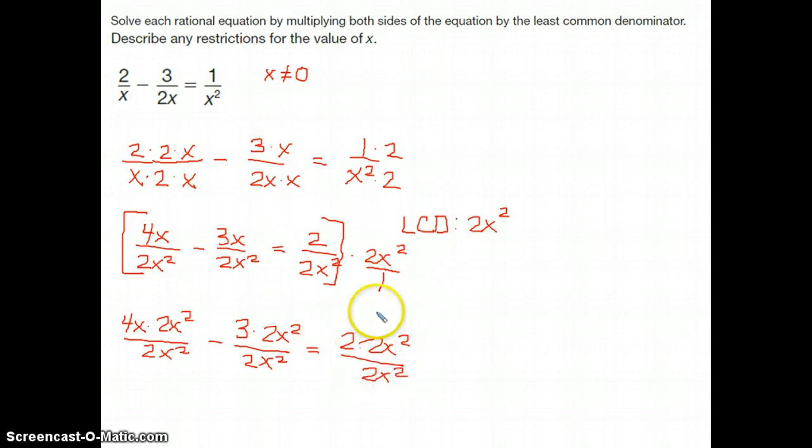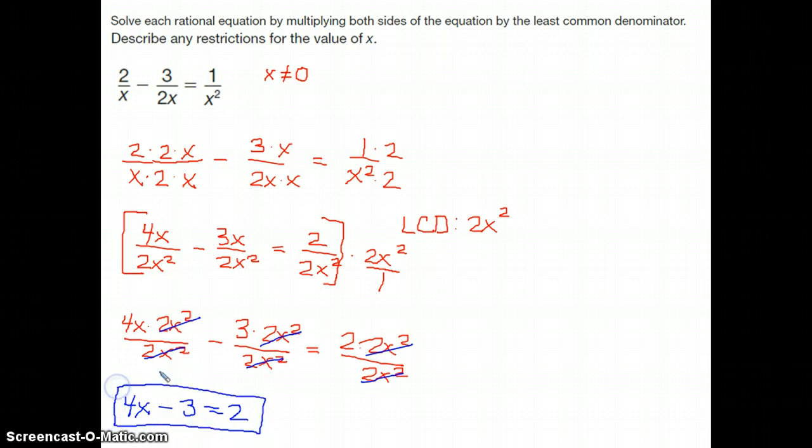The reason we multiply by this lowest common denominator is that now we can go back through and cancel. This cancels out, this cancels out, this cancels out, and we're just left with a 4x, a linear term here, minus 3 equals 2. So we're left with a small algebraic equation for us to now solve for x.